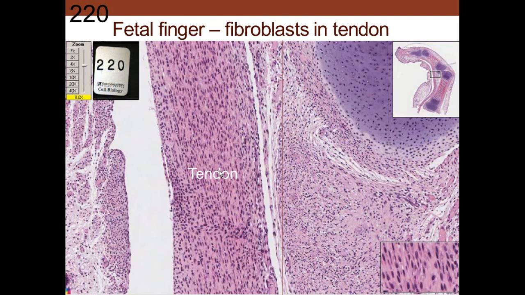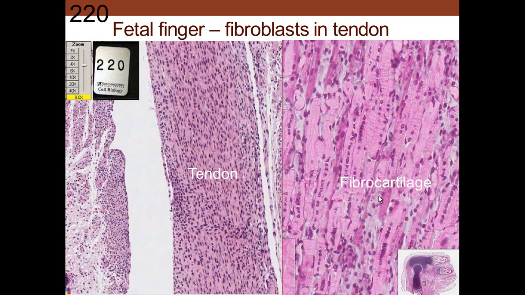If we compare the fibrocartilage to fibroblasts in the tendon, there's a regular fibroblast that we can see. There's a little tendon that's coming in through there. And when we compare that to fibrocartilage, you can see that these are uniform.